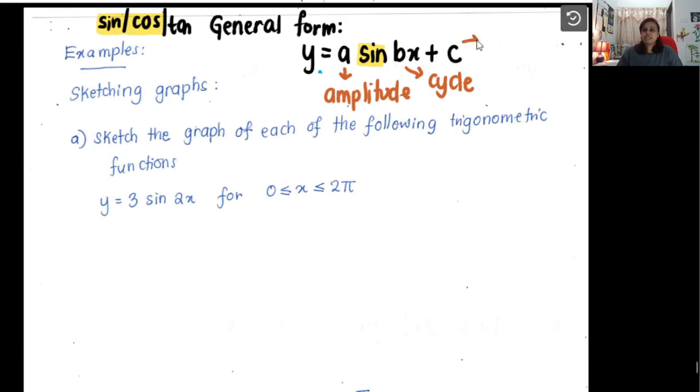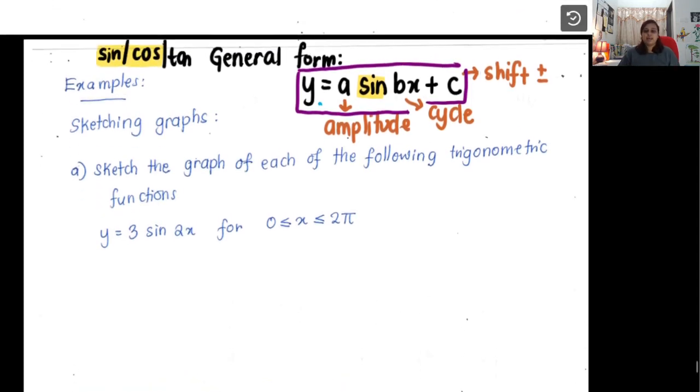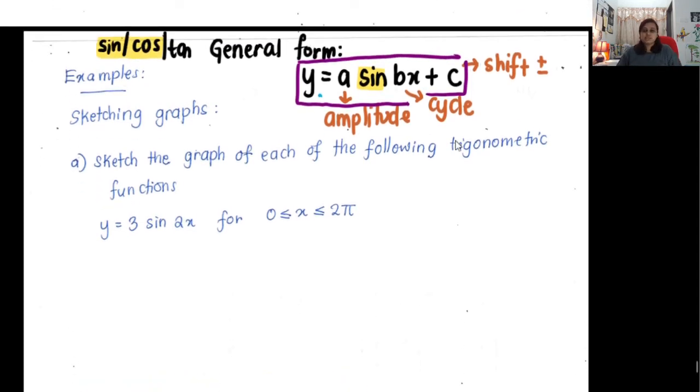The c is the shift. Shift means plus and minus. Maybe your graph will go up, float up, or your graph will go down, float down. This kind of thing will happen. So please know the general form very well. It's very crucial. If you know this general form, you can draw any type of graph. Now I'm going to show you for this a, b, c. I hope you have taken it down already.